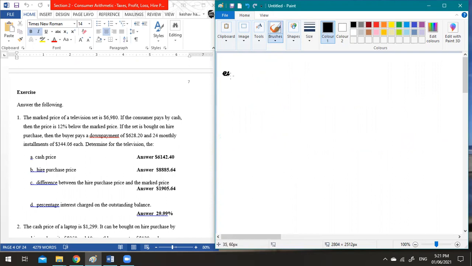So let me try example 1. The market price of a television is set at $6,980. So this will be the cash price. Cash price is how much it will be selling for, $6,980. Now, if the customer pays cash, then the price is 12% below the market price. So this will be a discount, 12%. If, so this is the cash price actually, this will be cost price.